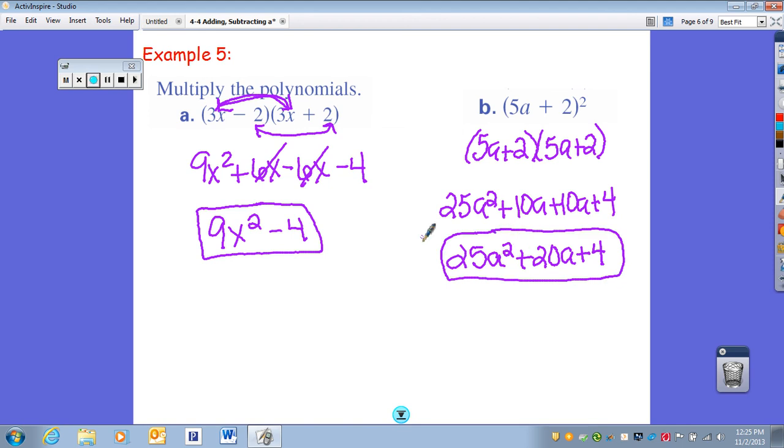There is a shortcut, if you wish, into getting that final answer. If you simply square the first term, which is 25a squared, square the last term, which is 4, and then to get our middle term, or the O and the I, we simply multiply the two terms together. 5a times 2 is 10a, and I know that I would have two of those terms, so I need to double that answer to get my middle term, which is 20a.